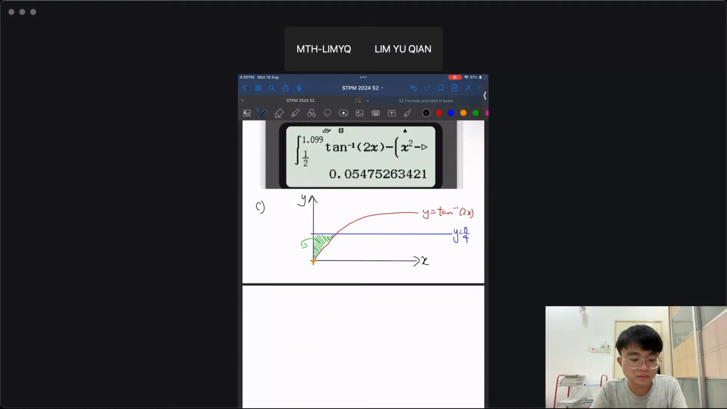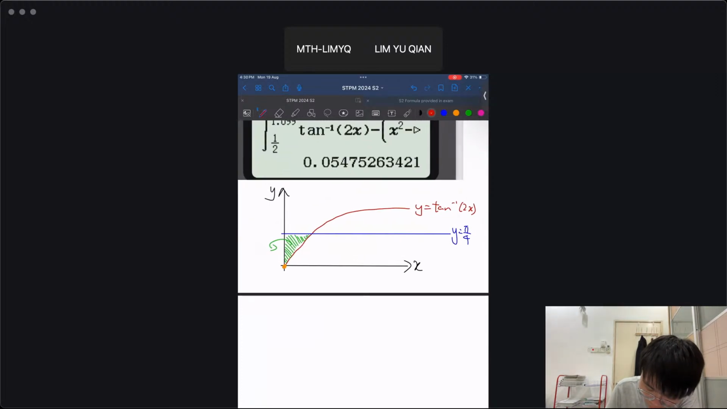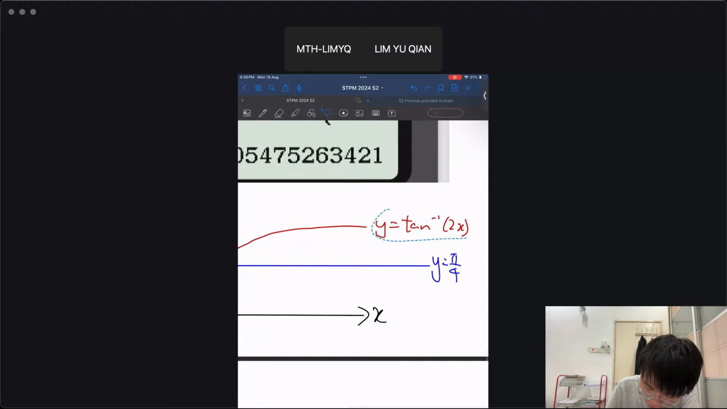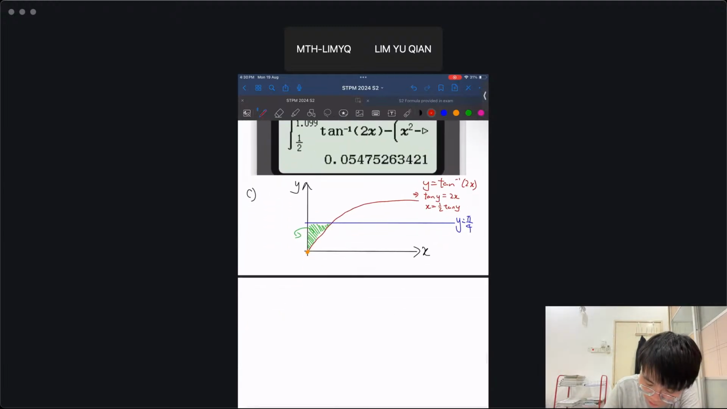Express x in terms of y. Okay, so let's make this one. From this one, y equals arctangent of 2x. So let's change x to be the subject. So tangent y equals 2x, or x equals 1 over 2 tangent y. Okay, 1 over 2 tangent y.